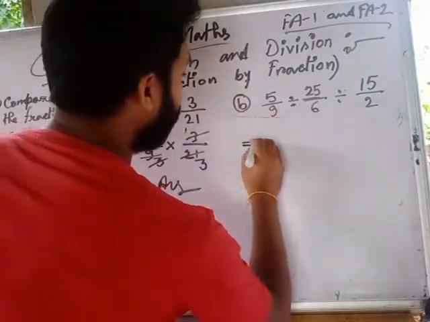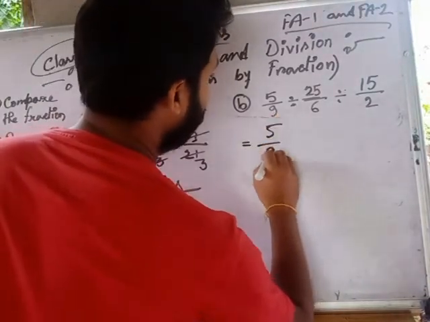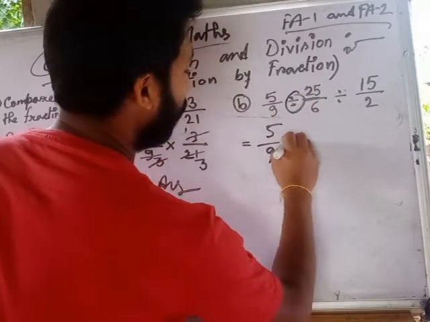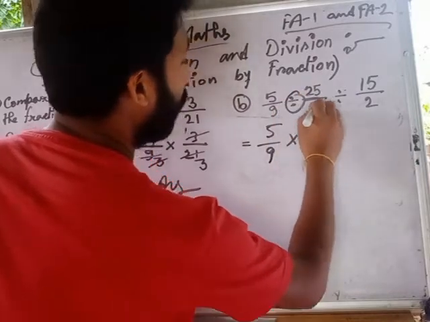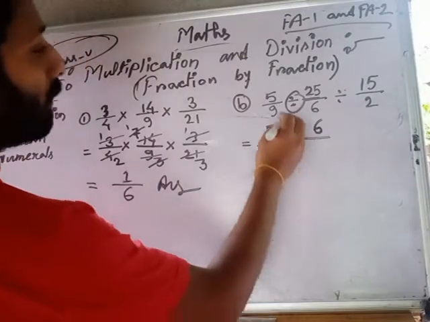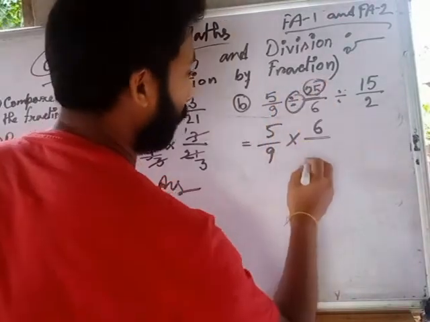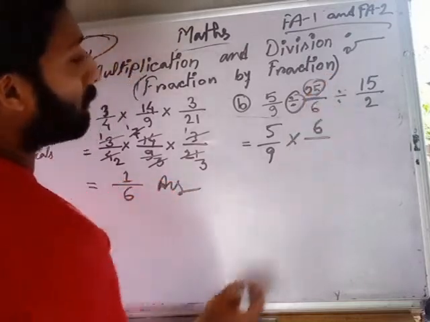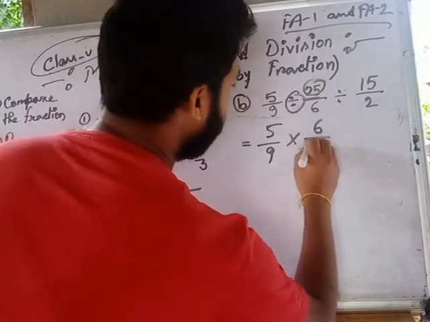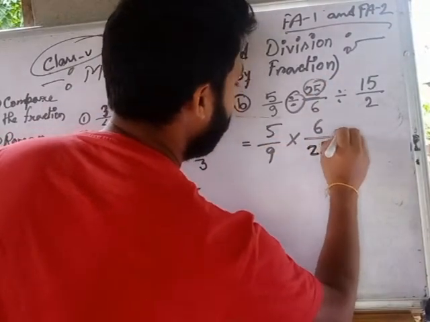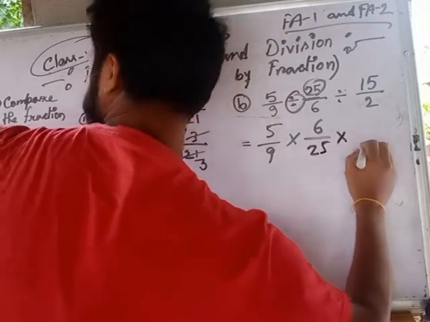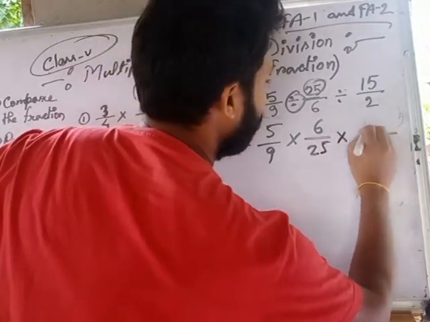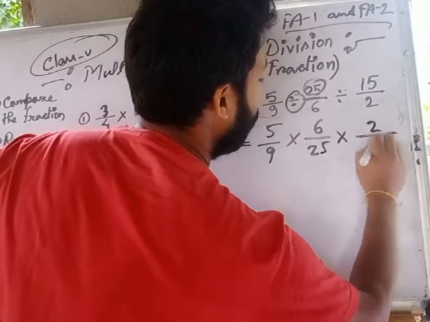After that I will tell the next, 5 by 9. If it is division, at that time the lower half will go as the upper half and the upper half will go as the lower half. That means the denominator will go as numerator and numerator will go as denominator. And also it is the same, 2 by 15.